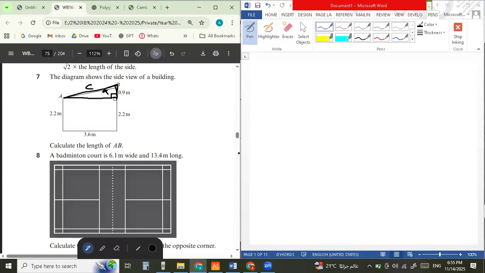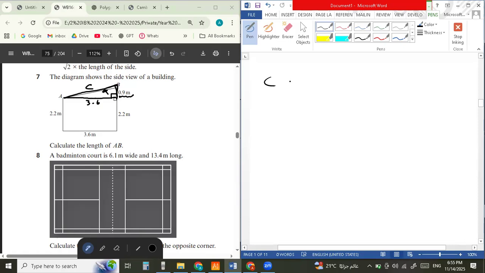This is C. It's opposite to the right angle. And I know the length of the other two sides. I know the length of this and I know the length of this. I don't know the length of this one? Come on. This is 3.6, so this is 3.6. Good. Now I can find the hypotenuse.